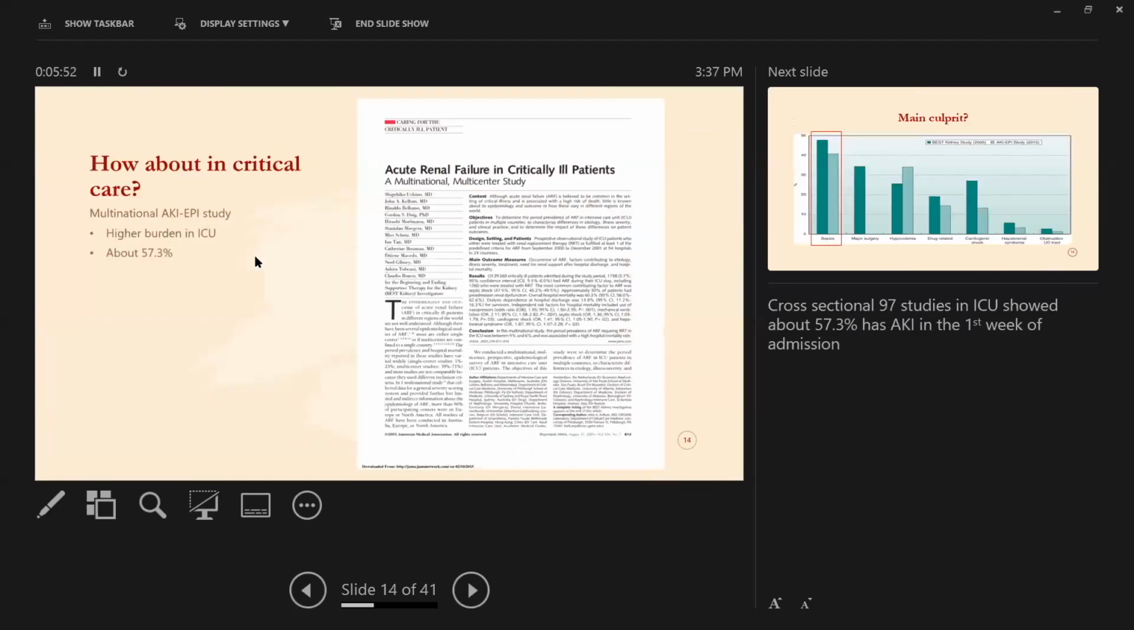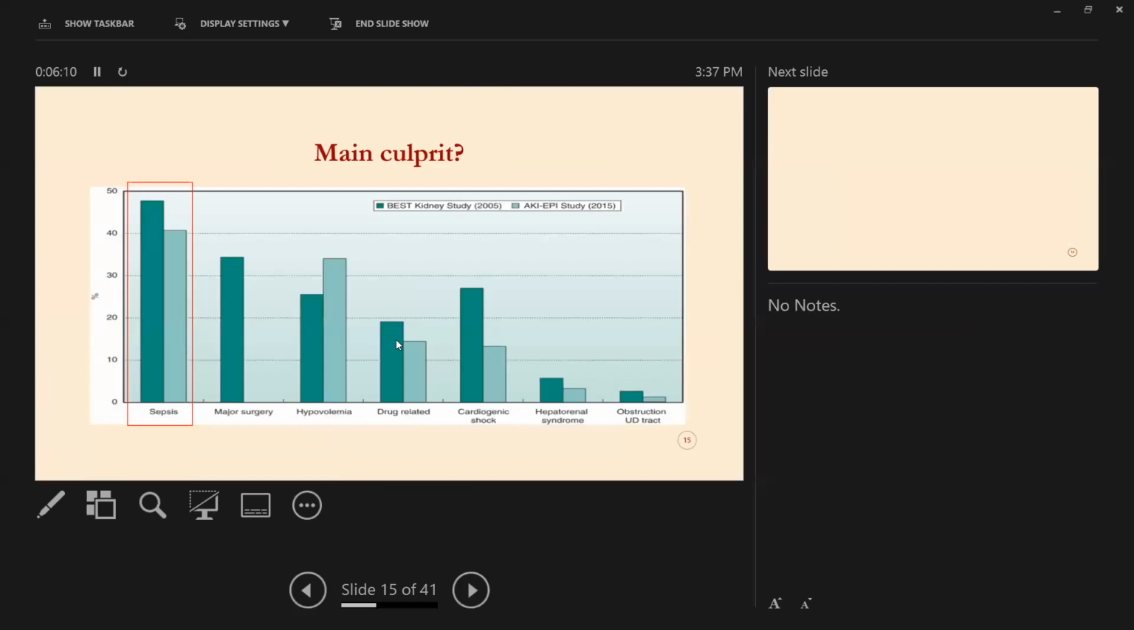So how about in ICU care? There is a higher burden in ICU care. According to around 97 studies, in the ICU, 57% of patients develop AKI in the first week of admission. The main culprit of AKI is sepsis, followed by other causes: major surgery, hypovolemia, drug-related causes, cardiogenic shock, hepatorenal syndrome, and urinary tract obstruction.